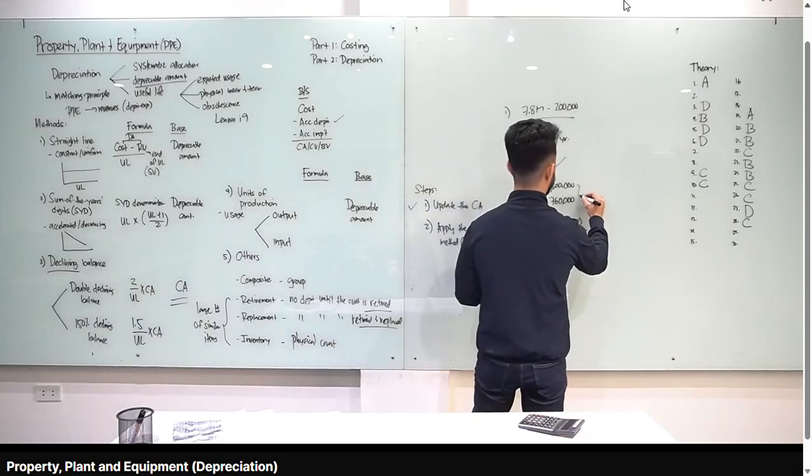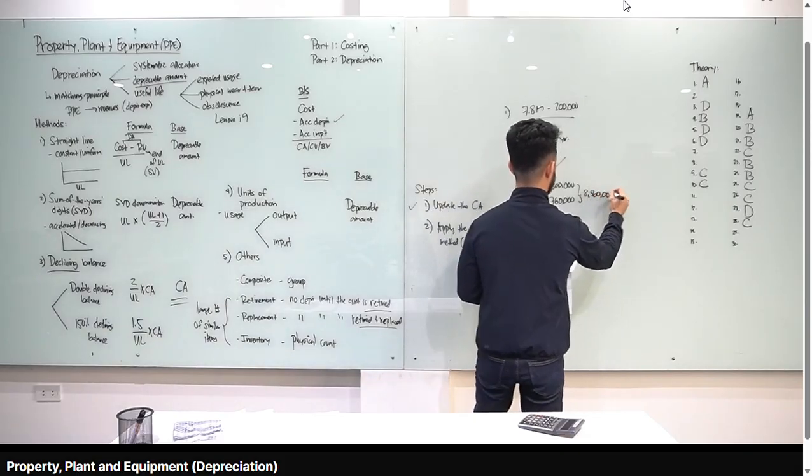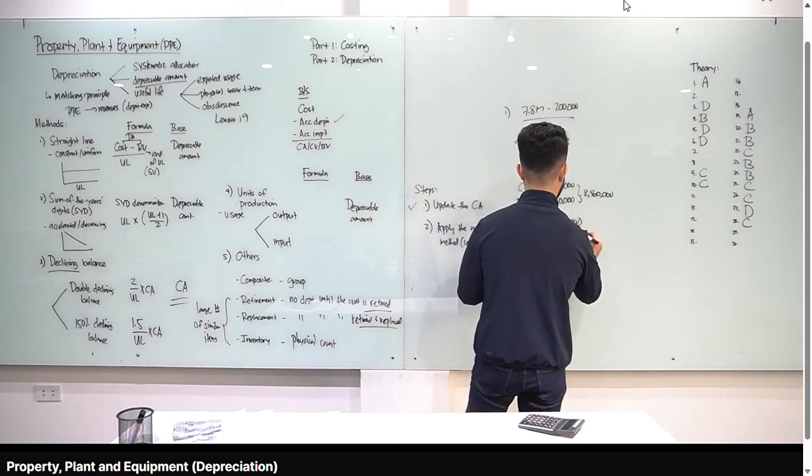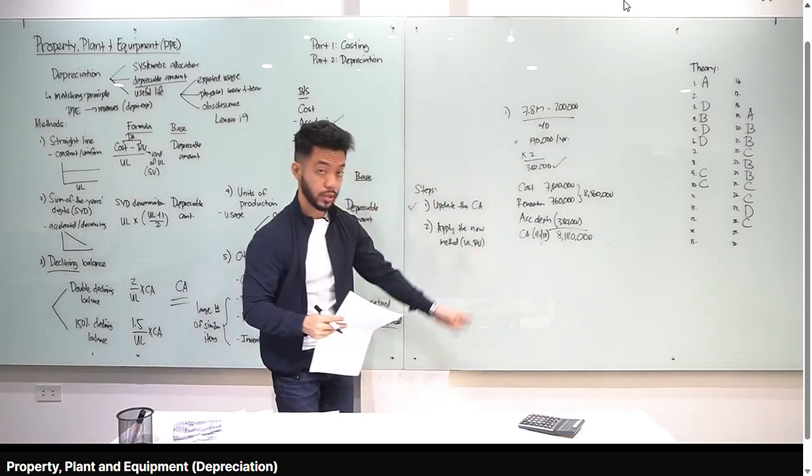So, lagay ko muna dito yan. 8,560,000 yung bagong cost natin minus yung 380,000. Carrying amount natin, class, 8,180,000. Pag tinanong sa'yo how much yung carrying amount, January 1, 2018, sagot mo dyan, 8,180,000.